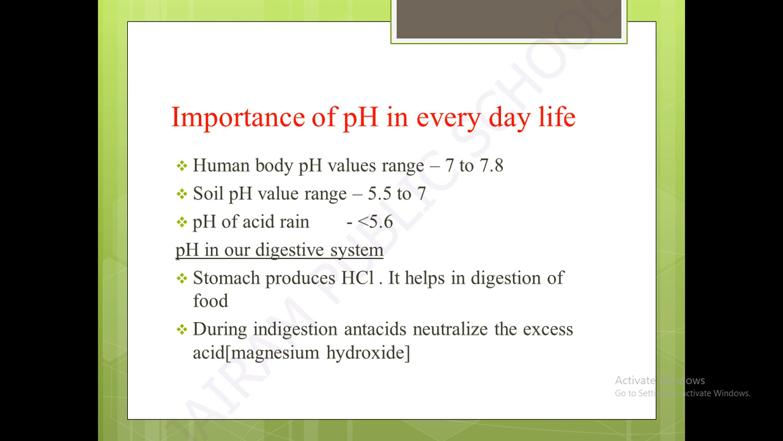To rectify this indigestion, we can take antacids. Antacids will neutralize the excess acid present in the stomach. The antacid we can take is magnesium hydroxide. This you have also studied in the lower classes itself.